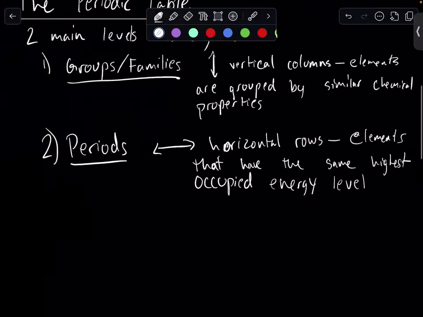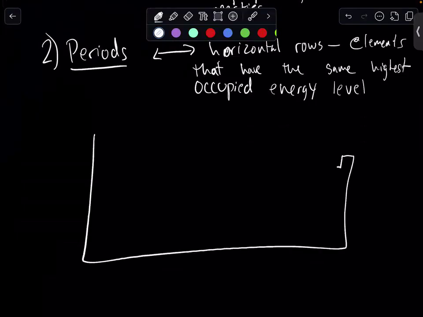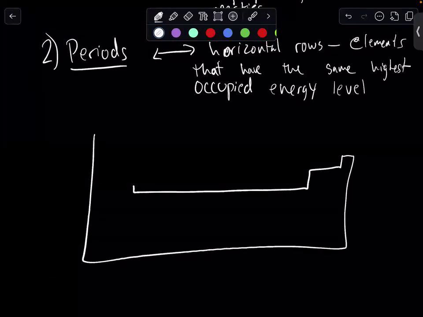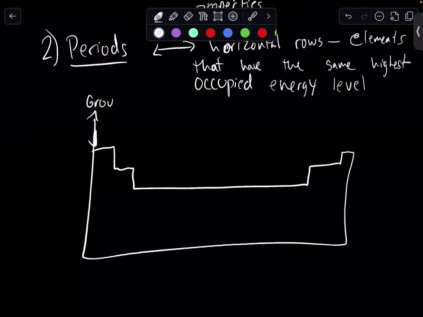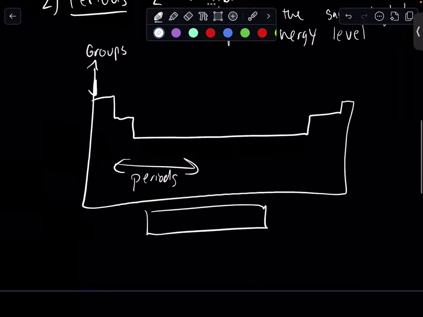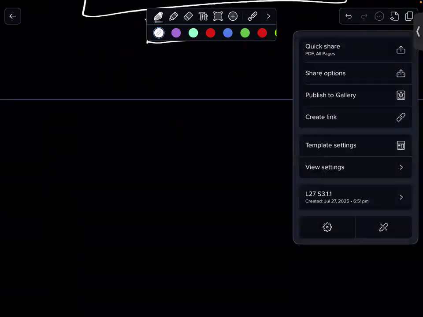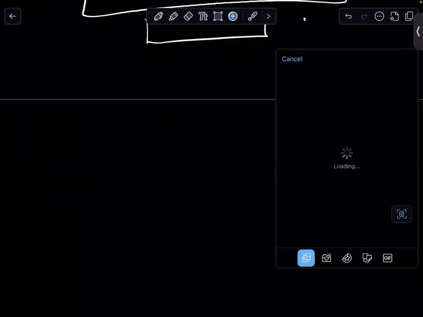So when we look at our periodic table, I'm just going to do a rough sketch of it, very rough. Up and down, these are groups, and left, right, these are periods. Forgot this bottom section. So with that said, we have another way of dividing it. So I'm going to import an image that I prepared.